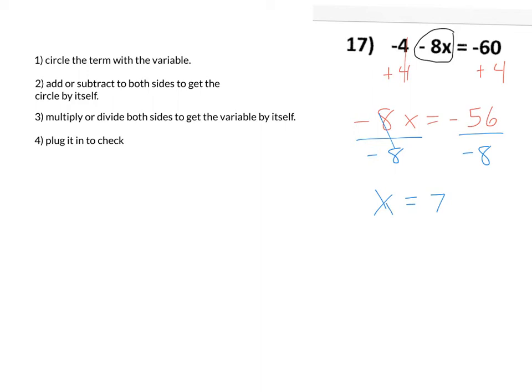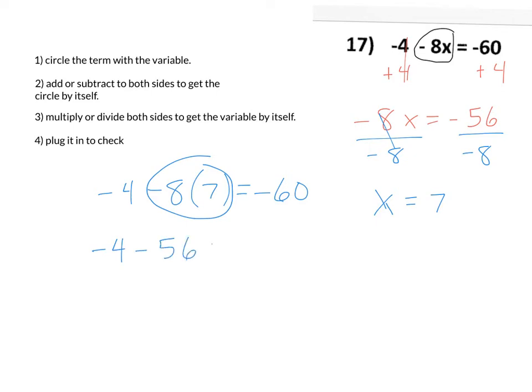Now let's check it. I got negative 4 minus 8 times 7 has to be equal to negative 60. We're going to do this multiplication first. Negative 4, 7 times 8 is negative 56, is equal to negative 60. Negative 4, take away 56 more is negative 60. I get negative 60 is equal to negative 60.